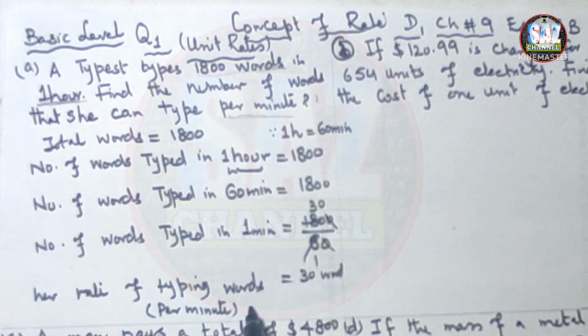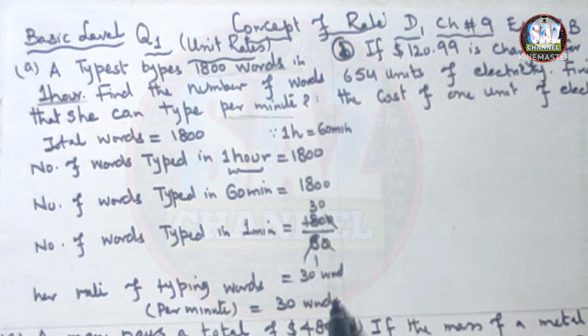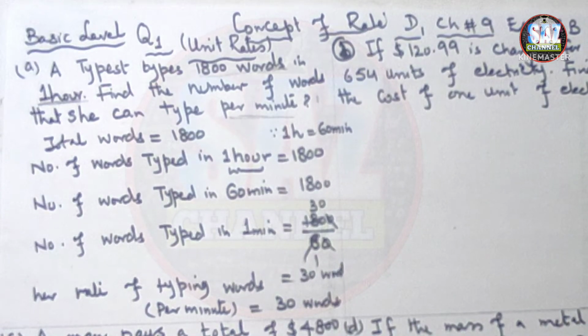I hope, students, now you are clear that in the beginning we said that a rate is a special ratio that compares measurements of different units. Like here we have two units, the words and the time. So I hope you will be keeping all these points in your mind.